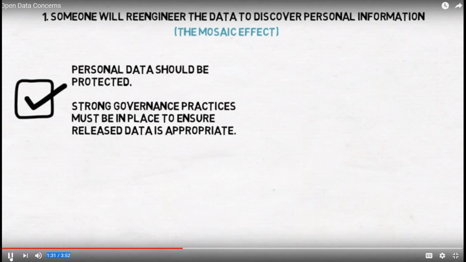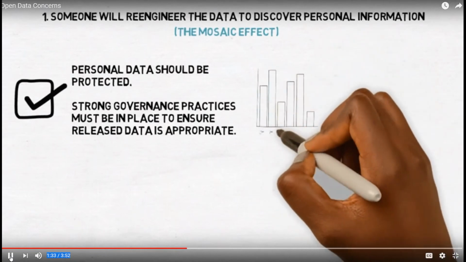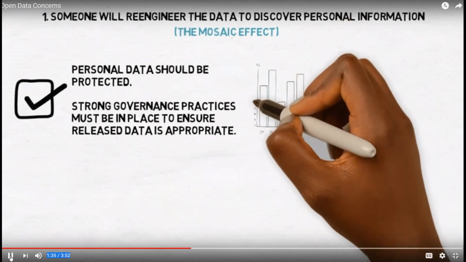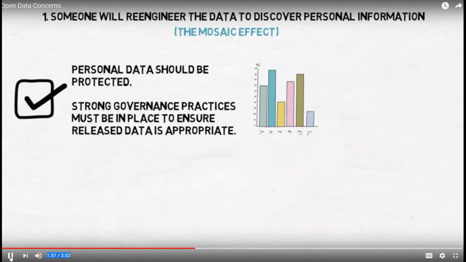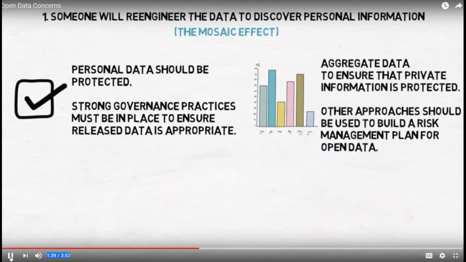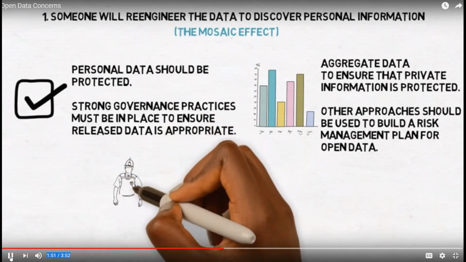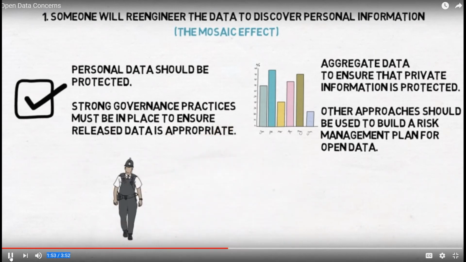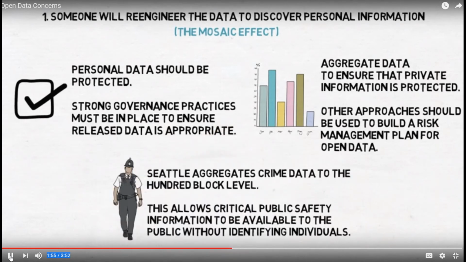A technical response could focus on the idea of aggregation. Governments can aggregate data to a high enough level to ensure that personal information is protected. Aggregation is one of several technical approaches that should be considered when developing a plan to manage the risk of opening data. One example from a city comes from the city of Seattle. For crime data, the city aggregates entries to the 100-block level. This allows critical public safety information to be open to the public without identifying individuals.